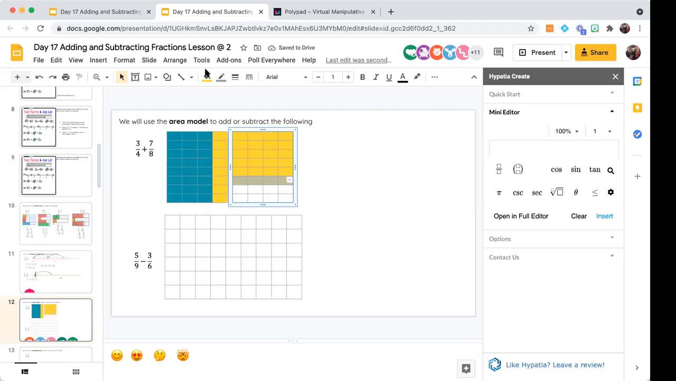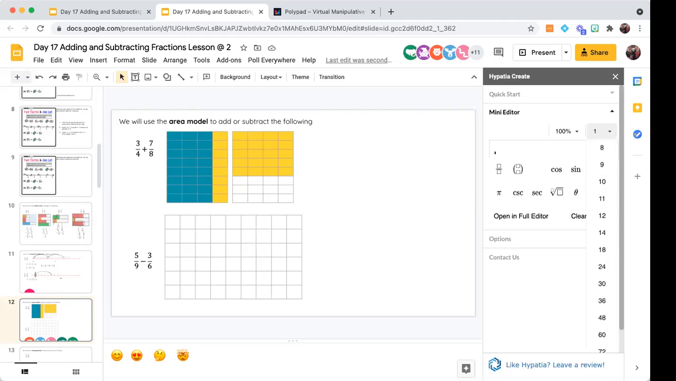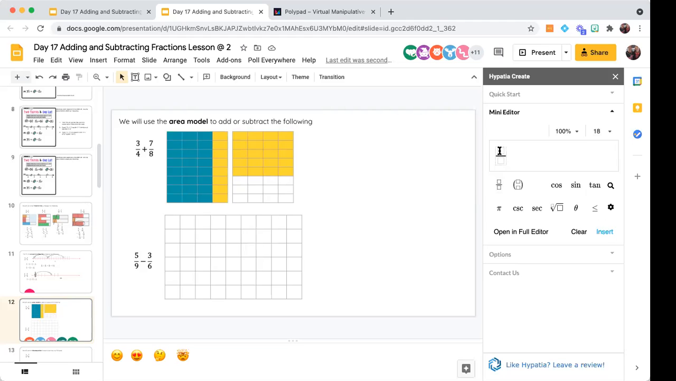And get rid of 4 more here. So when I add all of my little boxes together, notice I've made a full whole. I colored in an entire whole box, but I have a portion of my second box over on the right-hand side. So what we did here, we started with 3/4 and we added 7/8.